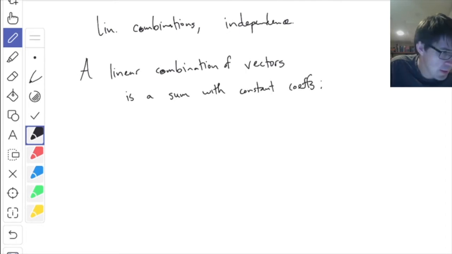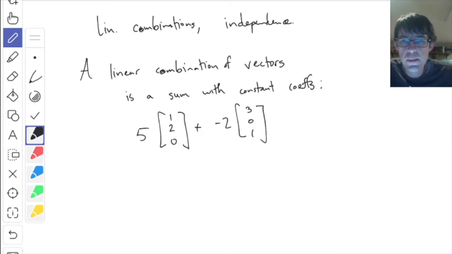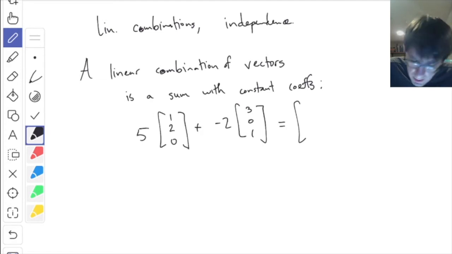Like something like, 5 times 1, 2, 0 plus -2 times 3, 0, 1. This is called a linear combination of those two vectors. You're just adding them together with constants in front. And of course, they do add up to something. You can multiply this out if you want to. This one adds up to -1, 10, and 2. All right?